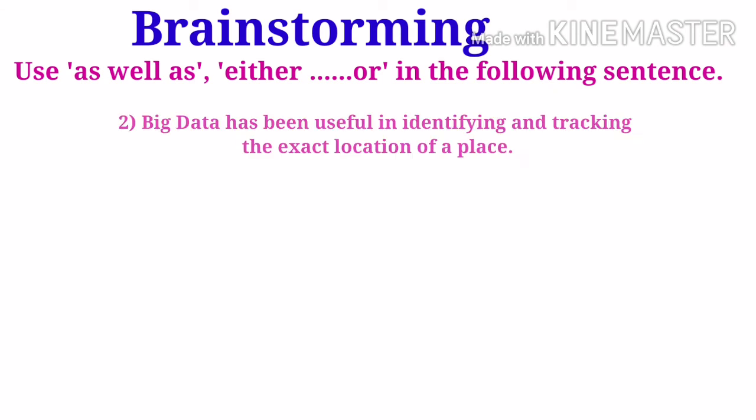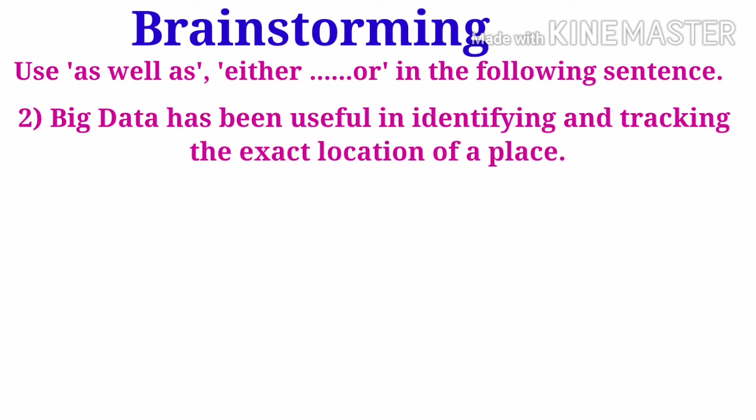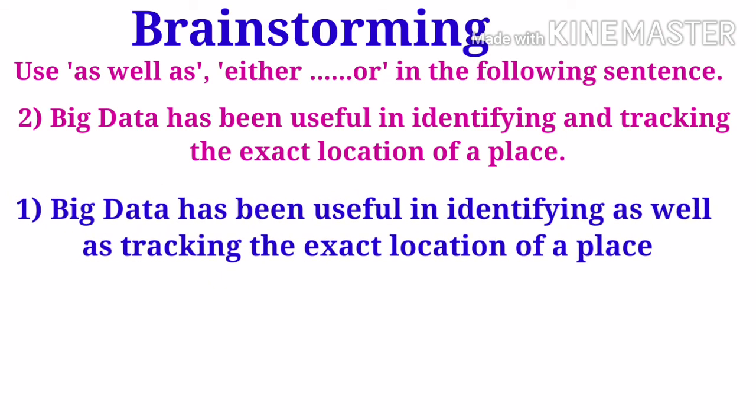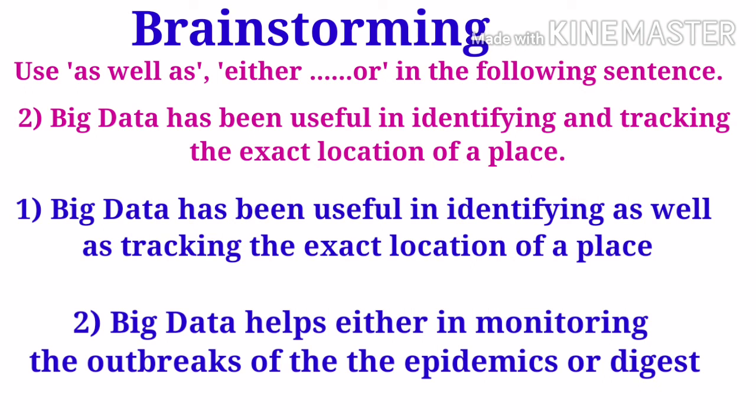Now see the next sentence. Big data has been useful in identifying and tracking the exact location of a place. Now see the answer. Big data has been useful in identifying as well as tracking the exact location of a place. Next, big data helps either in monitoring the outbreaks of an epidemic or a disease. See the next.